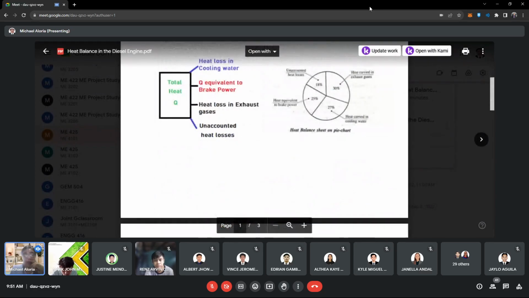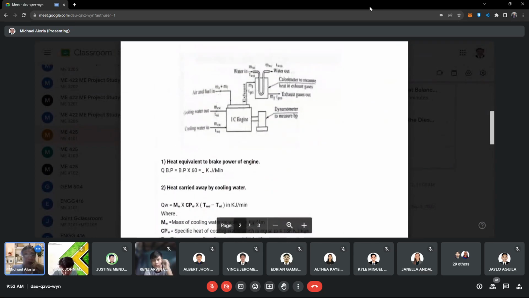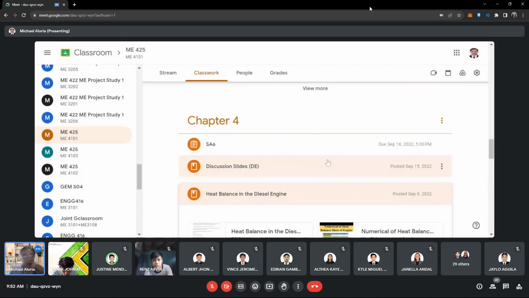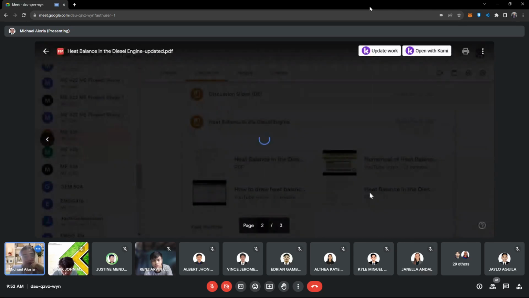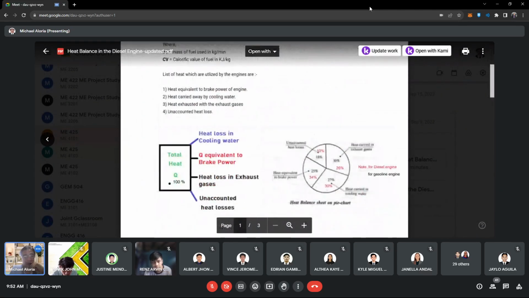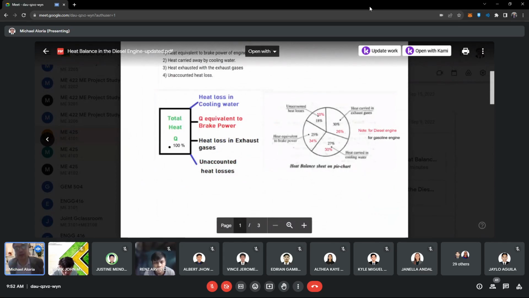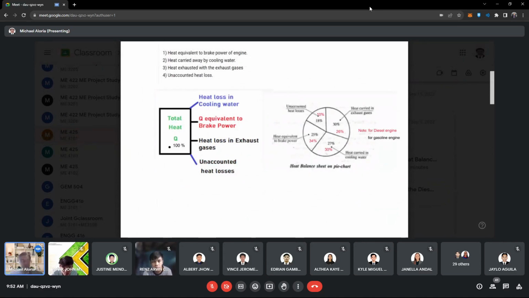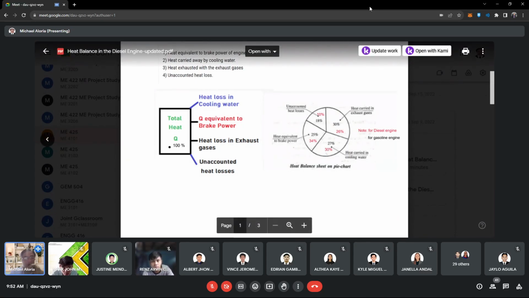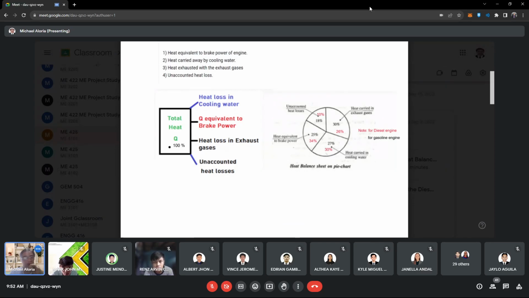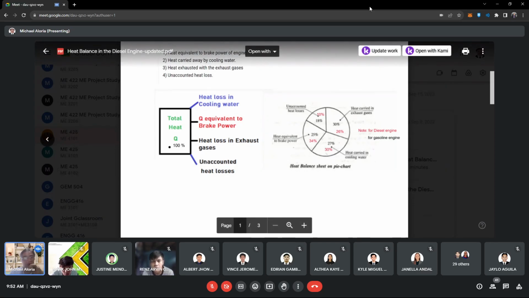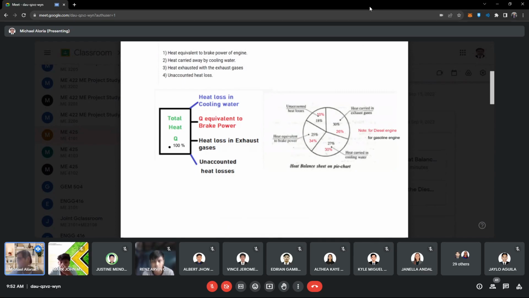Now, if we look at it in a pie chart, this is the one we discussed earlier. The total heat supplied is supposed to be 100%. Then the heat loss of the cooling water, the heat loss of the exhaust gas, the unaccounted losses, and the Q equivalent to brake power. This is the useful heat.